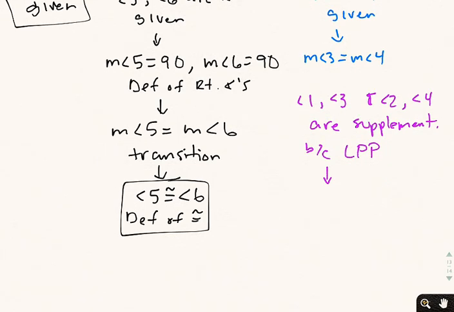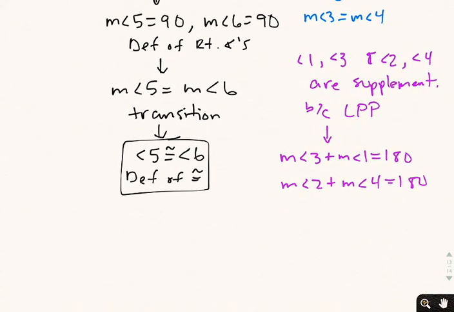Okay, so we'll check this out. If I know 1 and 3 are supplementary, I know that the measure of angle 3 plus the measure of angle 1 is equal to 180. And also that the measure of angle 2 plus the measure of angle 4 is equal to 180 degrees. And the reason I know that is because that's precisely what it means to be supplementary. So the definition of supplementary.